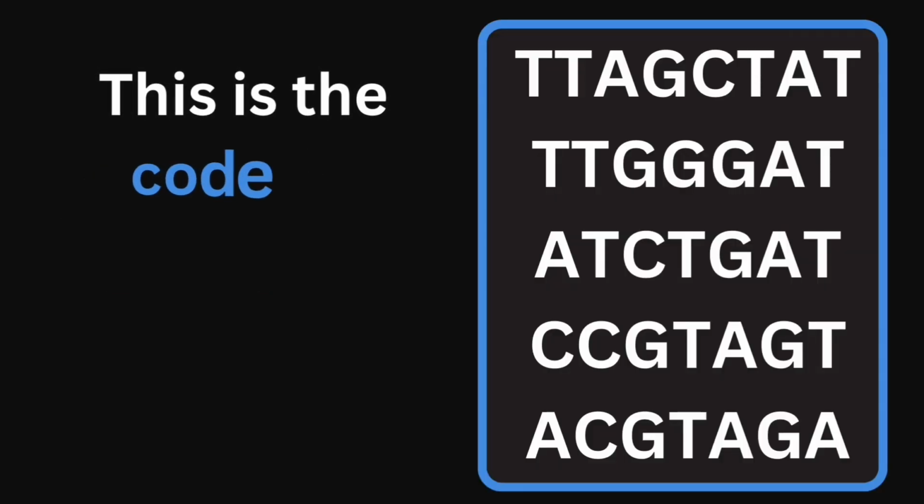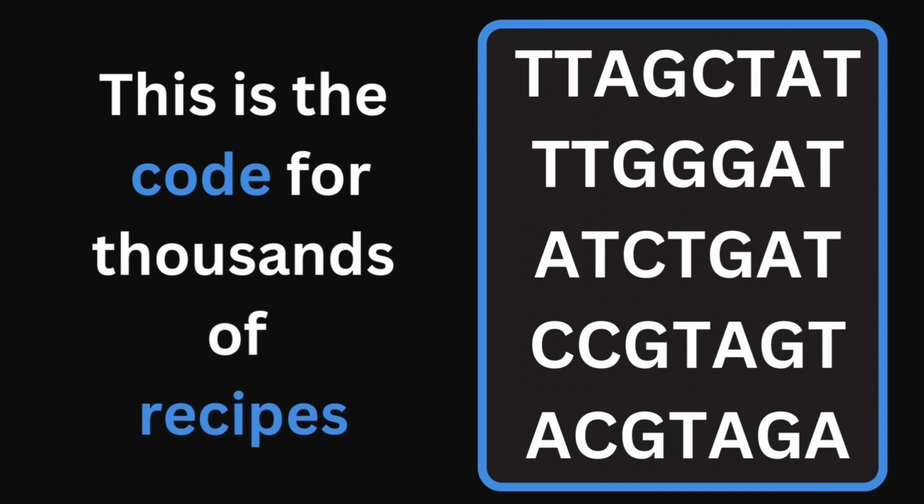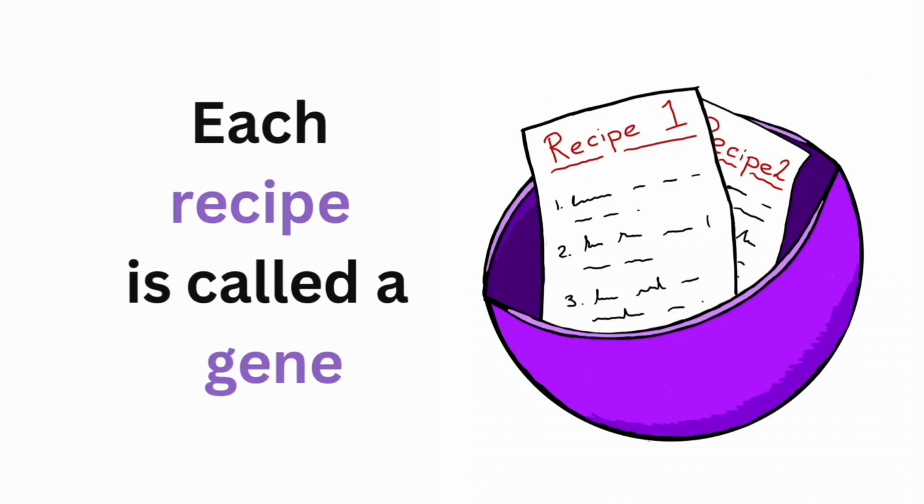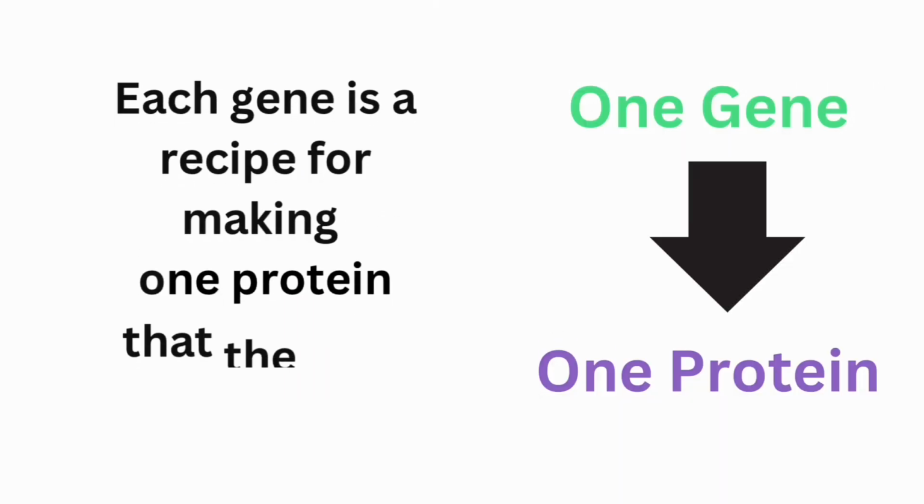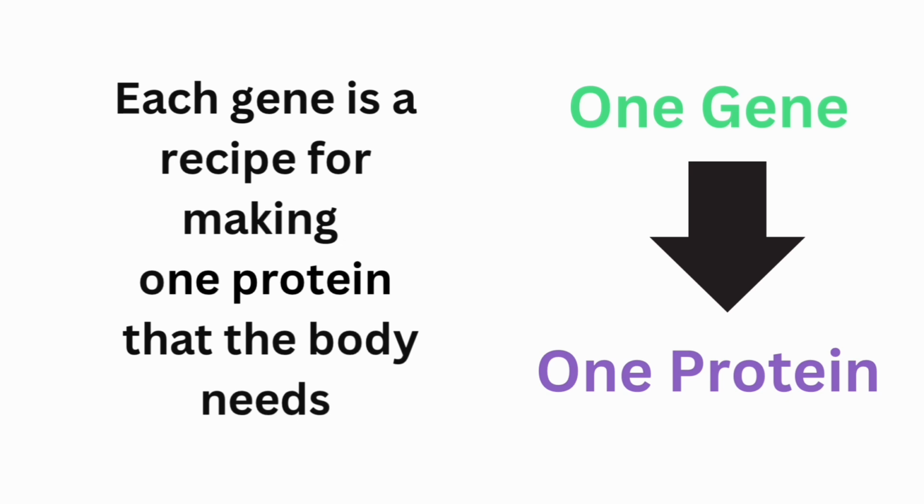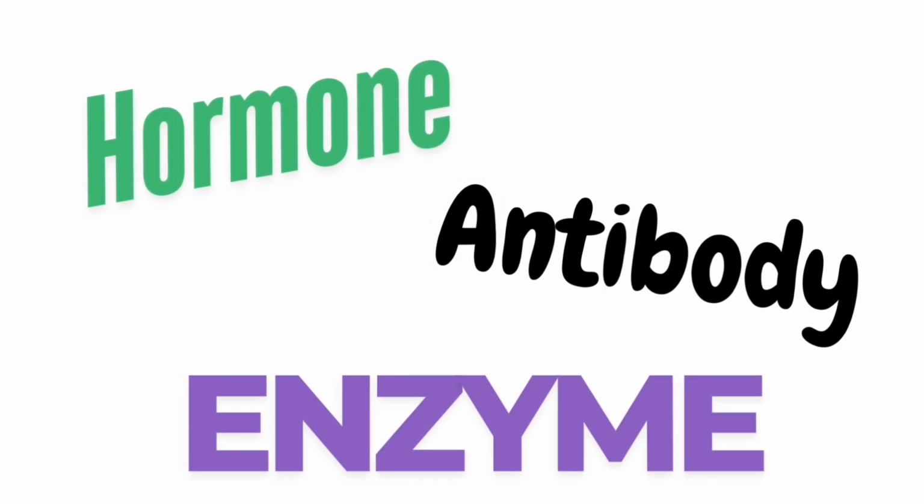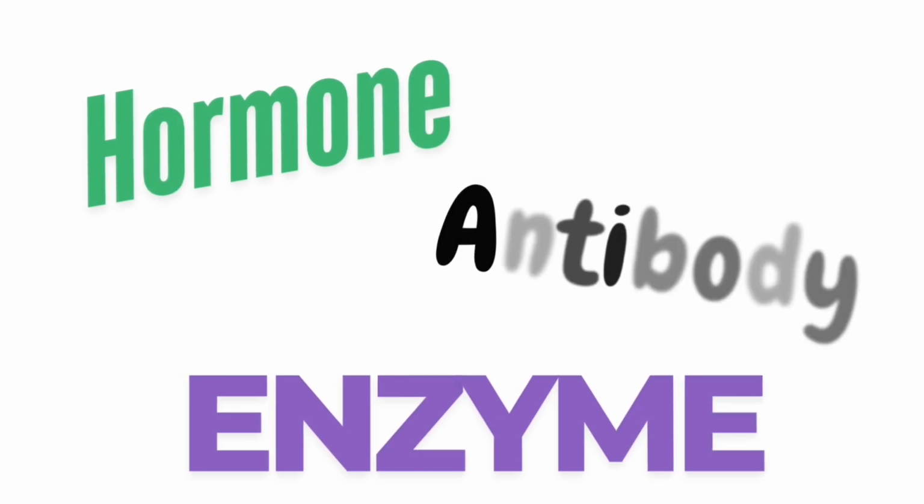If we decode the genetic code, we can see that it contains thousands of different recipes. Each of these recipes is called a gene, and we have about 20,000 different genes in our body. Each gene is the code or recipe for making one protein that the body needs. Proteins do all sorts of different jobs. I've listed some here, and if you want to learn more about them, they're explained in my other videos.